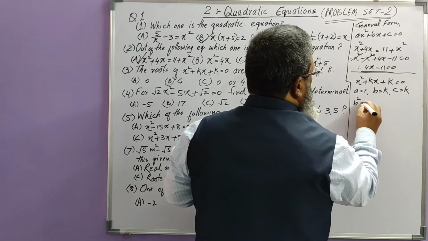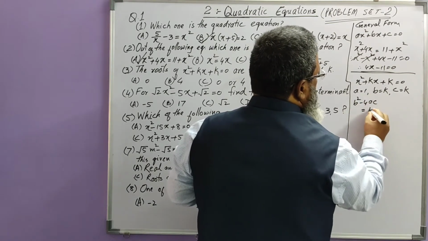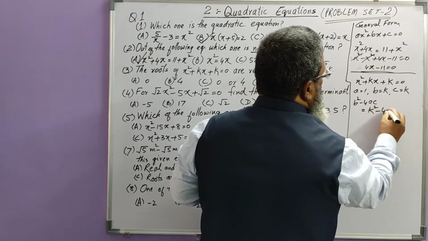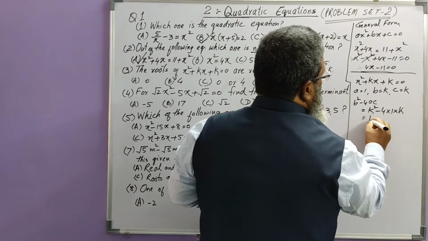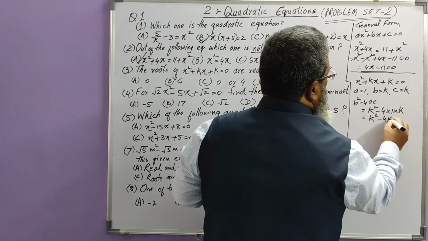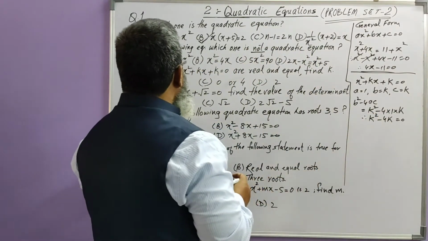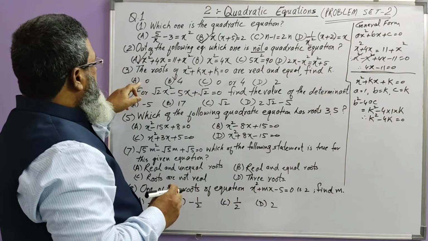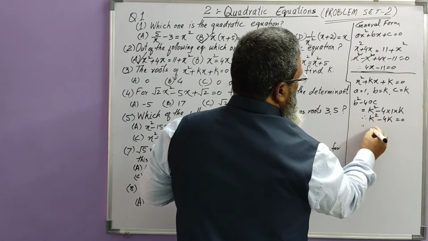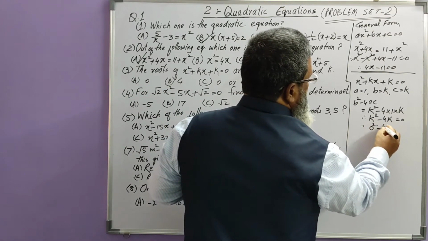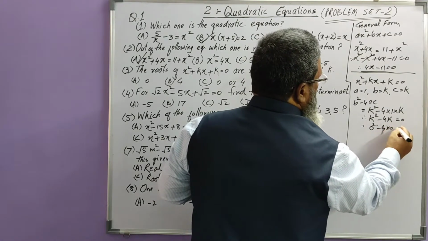What is b square minus 4ac? b square means k square, minus 4 into a which is 1, into c which is k. So k square minus 4k is equal to 0. You have to find k, where k square minus 4k is equal to 0. You just check what is option A? Option A is 0. If you put 0 instead of k, you take 0 square minus 4 into 0, which is equal to 0.